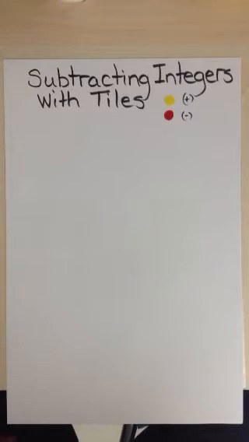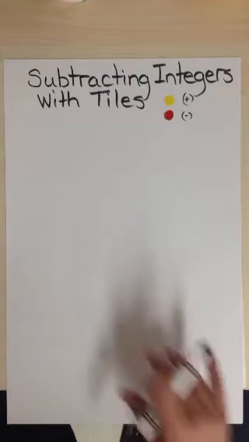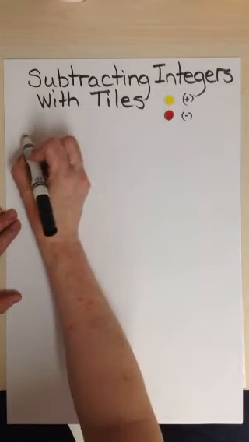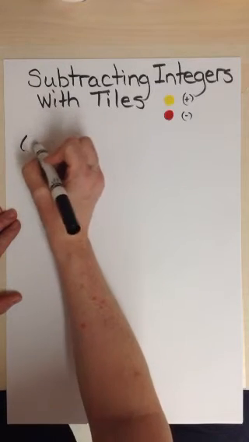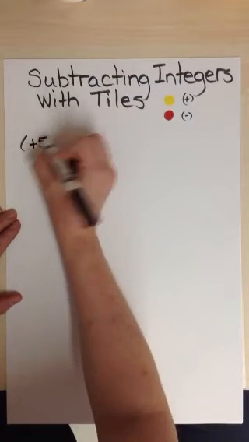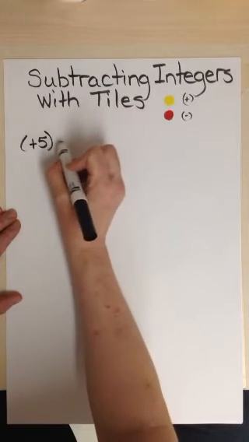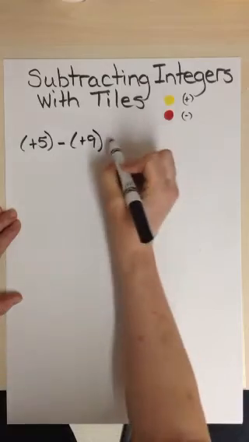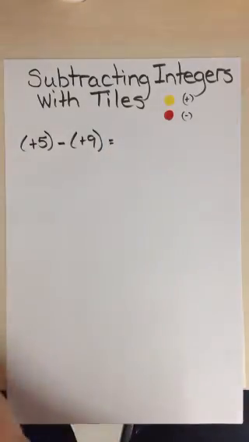Today we're going to focus on subtracting integers using tiles. Before we can jump ahead to developing any general rules, I want you to be able to model integer problems with the tiles to get an understanding as to why they're figured out the way they are. I'm going to start off with a simple expression, positive 5, and I want to subtract positive 9. I want to figure out what that equals.